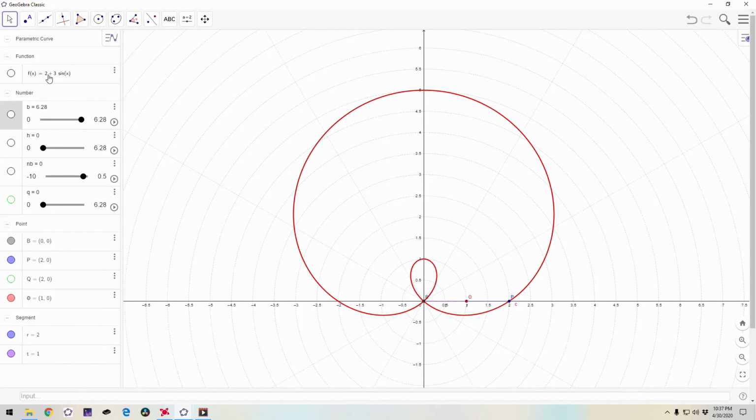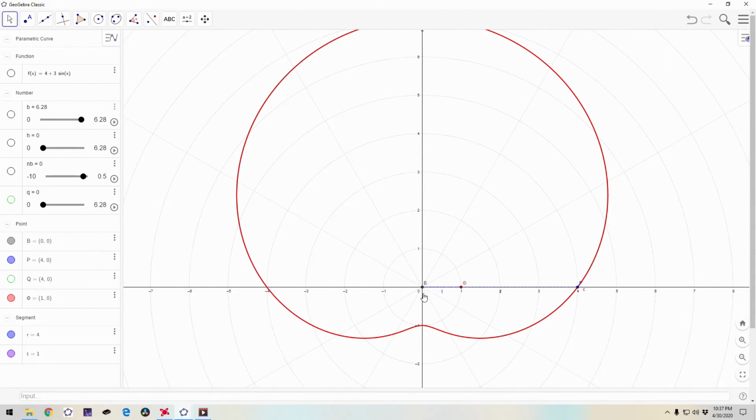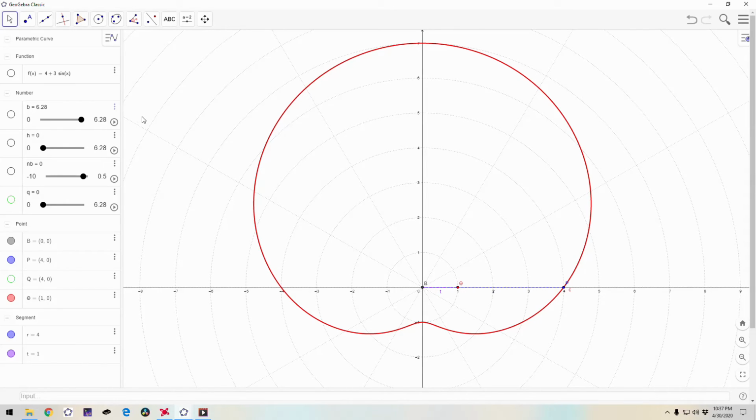Now what would happen if I were to change that other number, like 2, to something bigger than 3? I bet you're wondering. I'll do that real quick. Notice if I do that, I get a limaçon still. 4 is bigger than 3 now, so I don't get the inner loop. It never actually goes negative when it's drawing it.